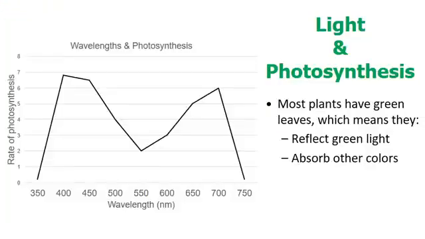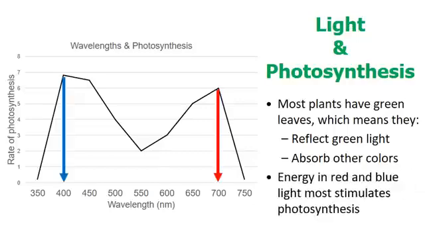In this graph, we can see that it shows the wavelengths of light that most power photosynthesis. Notice how there's a peak around 400 nanometers. Well, that's the wavelength of blue. There's another peak around 700 nanometers. Well, that's the wavelength of red. So blue light and red light are most stimulating for plants in the process of photosynthesis.